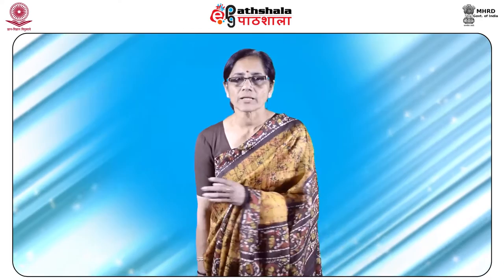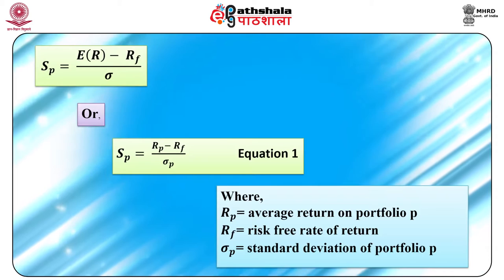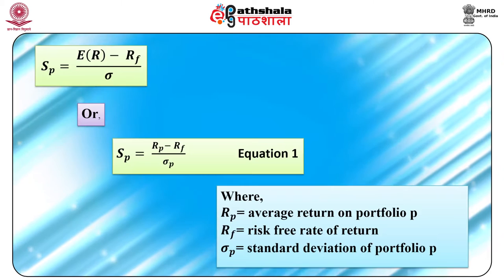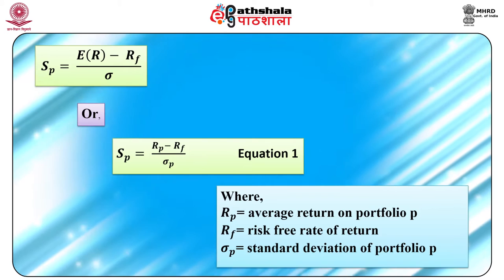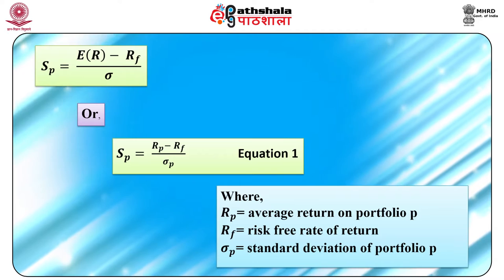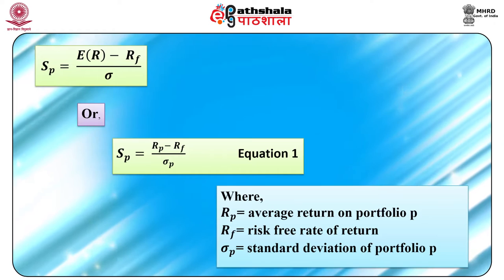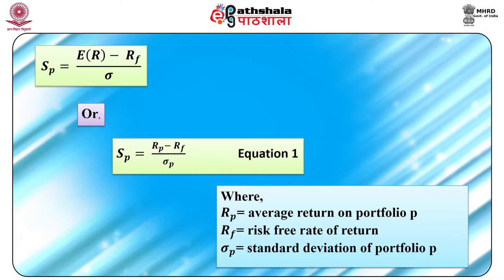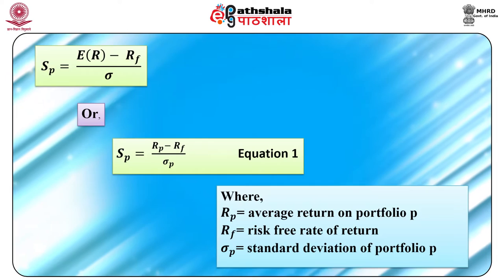Sharpe's ratio is given as follows. Mathematically, Sharpe's model of rate of return is equal to expected rate of return minus RF divided by standard deviation, or SP is equal to RP minus RF divided by standard deviation of P. This is equation 1, and in this equation RP shows average return on portfolio P, RF shows risk-free rate of return, and standard deviation of P shows standard deviation of portfolio P.